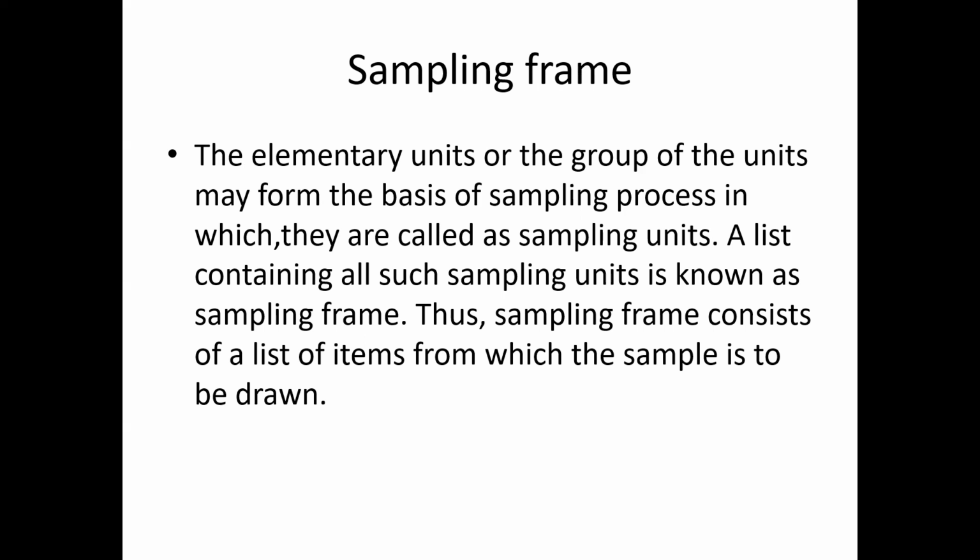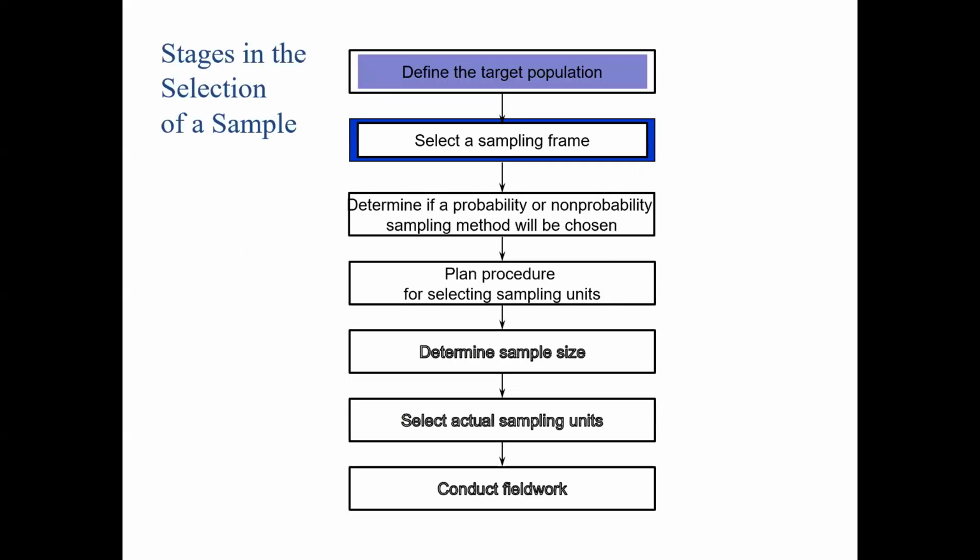Sampling frame consists of the list of items from which the sample is to be drawn. Why do we prepare a list, why do we make a sampling frame? We make the sampling frame because we need to draw a specific, representative sample from that population. For that purpose, we make the sampling frame. Now, these are the different stages to select a sample. First is to define a target population.